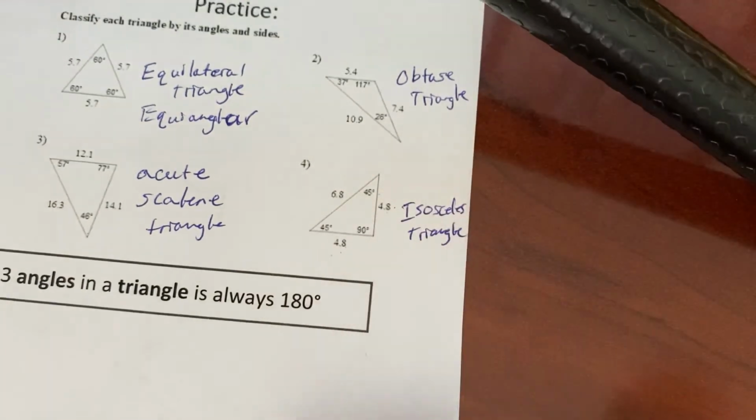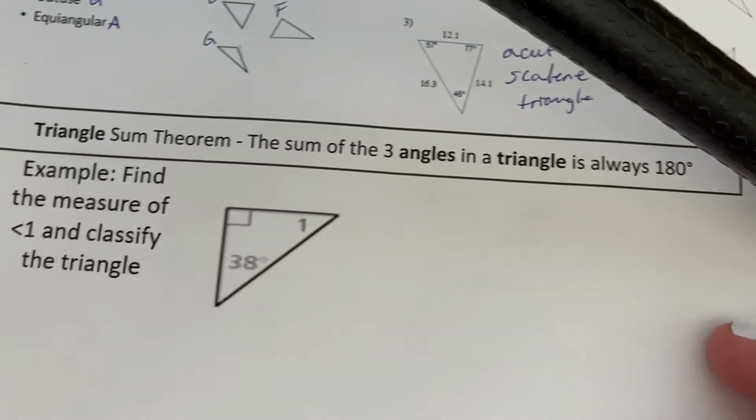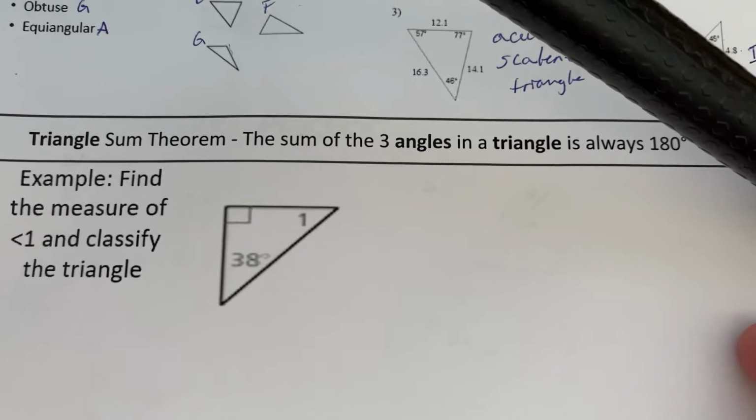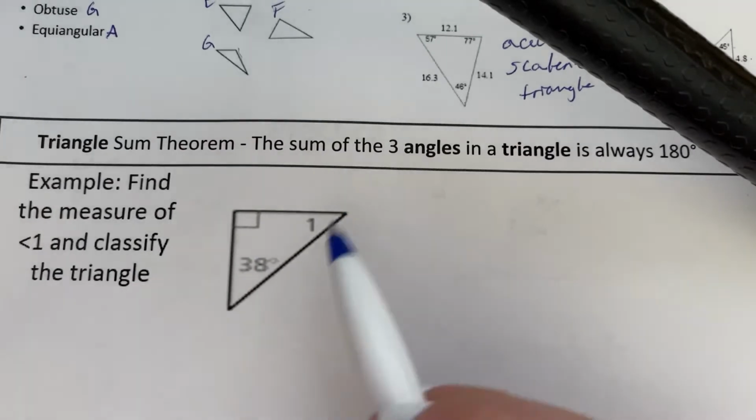Triangle. All right. So our triangle sum theorem says the sum of the three angles in a triangle is always equal to 180 degrees. So this is an example.